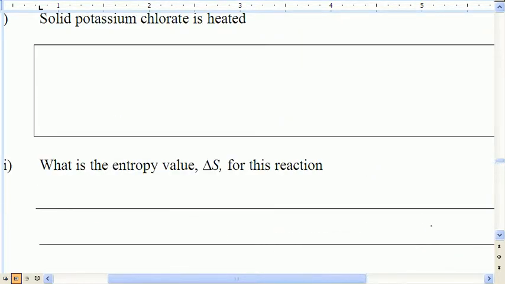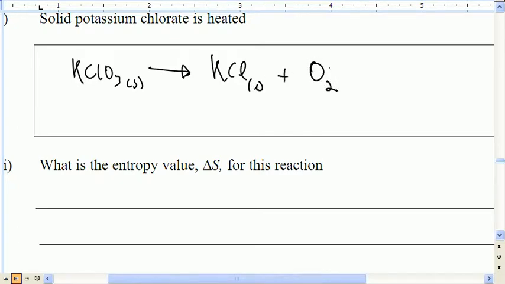Okay, solid potassium chlorate is heated. There's my solid potassium chlorate. Heated is not burned. Heated is a decomposition word. That's oxygen. I didn't note that that's a gas, but I just know. So you don't have to put that.